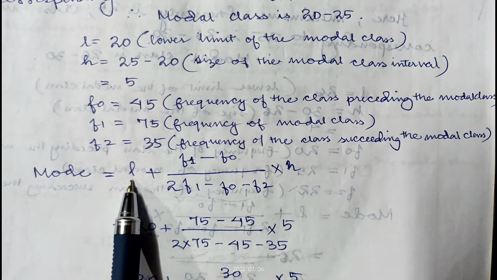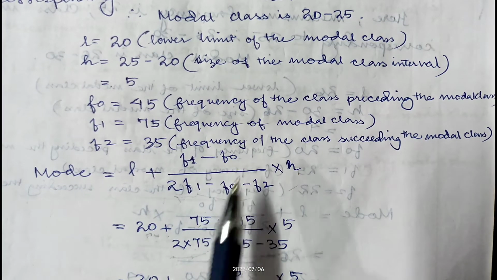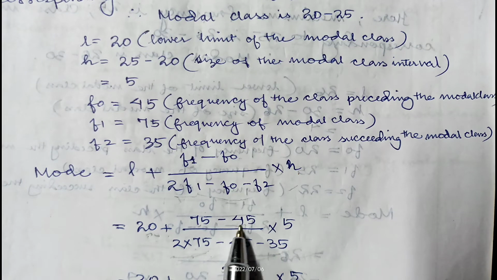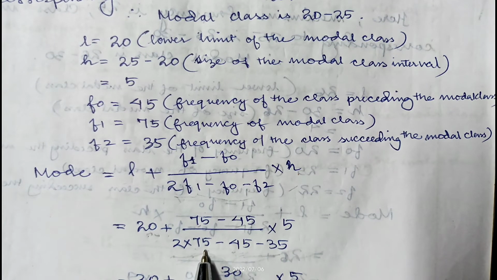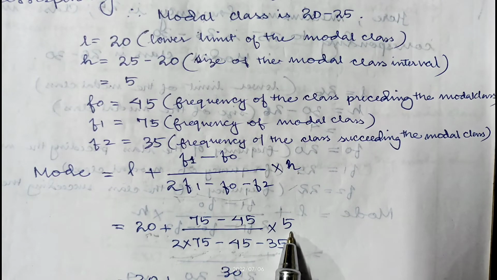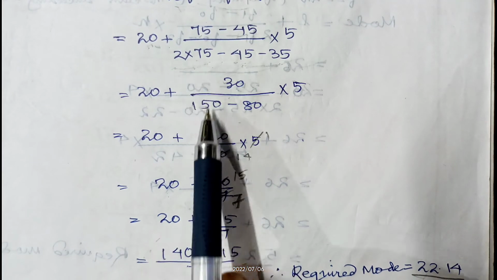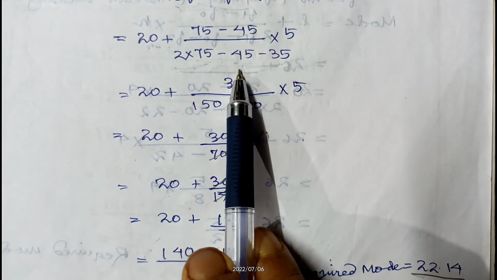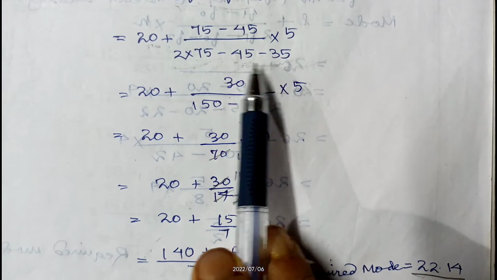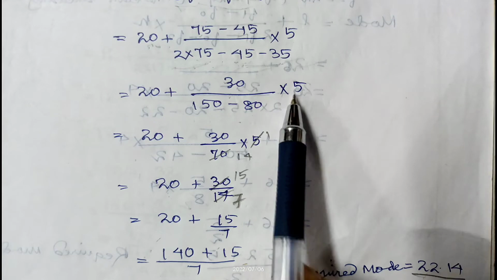Already we got L is 20, so we are replacing L by 20 plus F1 minus F0, F1 is 75 and F0 is 45, twice F1, F1 is 75, so it will be 2 into 75 minus F0 is 45 and F2 is 35, and height of the class is 5, so we have to write 5 here. 75 minus 45, it will give 30. 2 into 75, it will be 150. This minus 45 and minus 35, both are negative, so it will be added. And if I add these two, I am going to get minus 80 into 5.